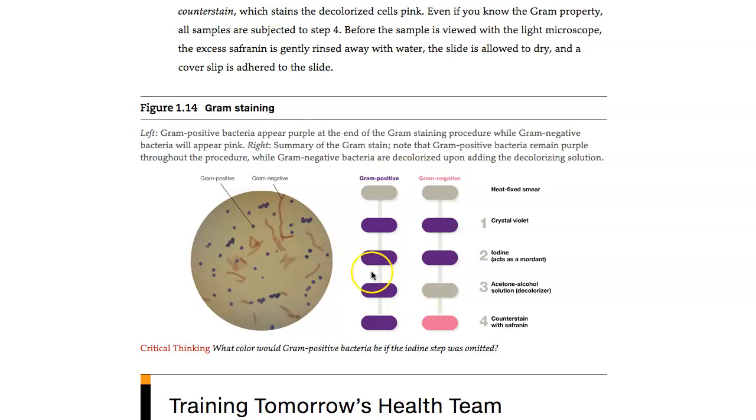Now, in order to further distinguish the two, the decolorized cells in both samples can be counterstained with safranin, which is a reddish color. The gram-positive cells that have retained the purplish stain will stay purple because they were already purple. But those gram-negative cells where the crystal violet was washed out by the decolorizer will now stain pink.